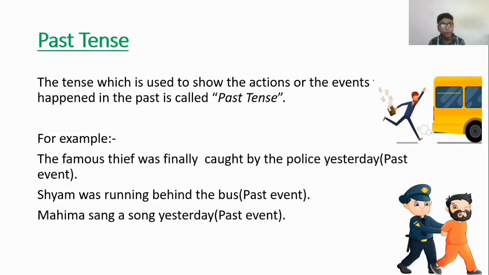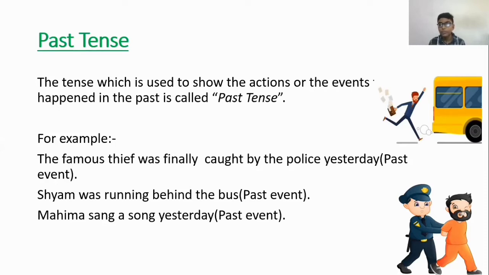For one more example I would like to give you: Shyam was running behind the bus. So it is a past event that Shyam was running behind the bus. So he was running behind the bus yesterday. Its outcome also came yesterday, and whatever he did was yesterday, in the past. One more example, Mahima sang a song yesterday. So she sang a song yesterday means she sang a song in the past. Her outcome also came in the past. So whatever things have happened in the past, they all are considered under the category past tense.